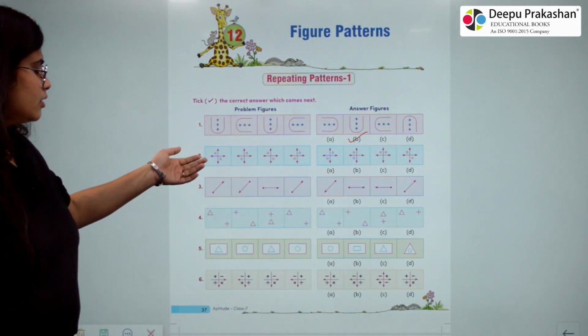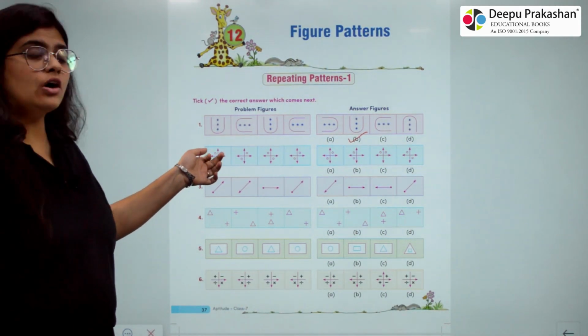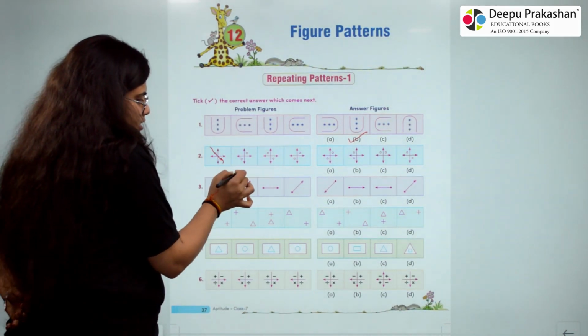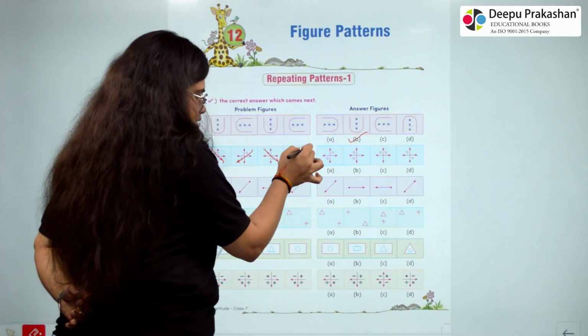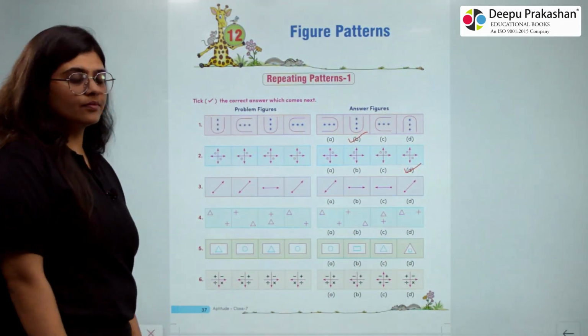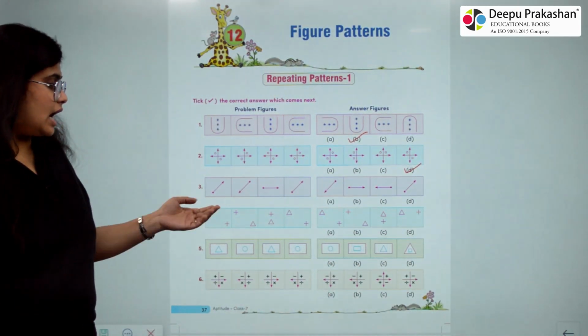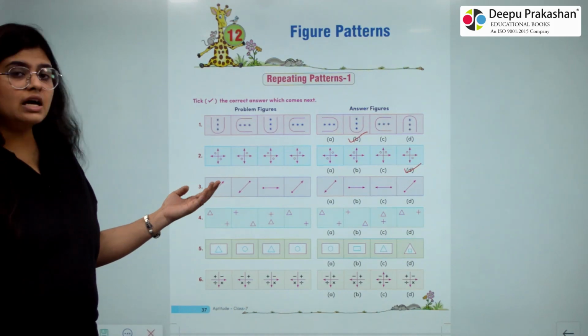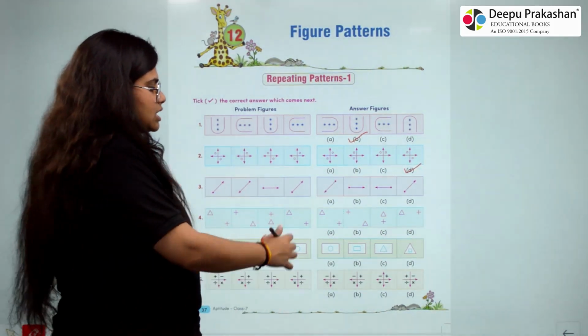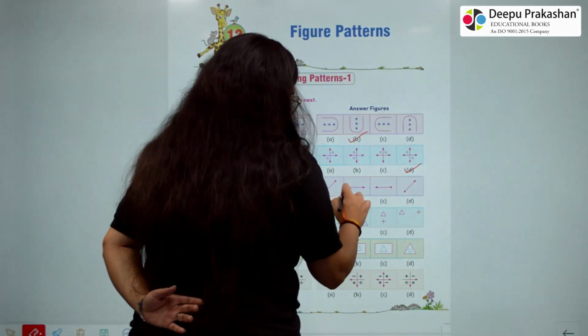2. Here the position of the circles is getting changed. Here it was like this, then this, then this. So the answer for this one will be D. 3. We are given an arrow pointing slant up, then slant down, then towards the left, then slant up, and the next one will be slant down.